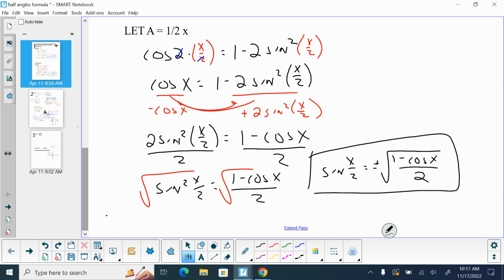Once again, something more to add. And it looks very similar to the cosine, except now I have 1 minus cosine rather than 1 plus cosine. When I have cosine, it's plus cosine of x. When I have sine, it's minus cosine of x.